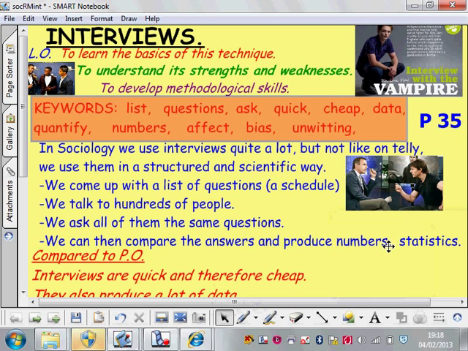This is a lesson on research methods, and we're looking at interviews. So we're going to learn the basics of this technique to understand its strengths and its weaknesses and develop our methodological skills. In the book we're on page 35, and these are all the key words we're going to use while looking at the strengths and weaknesses of this particular method.